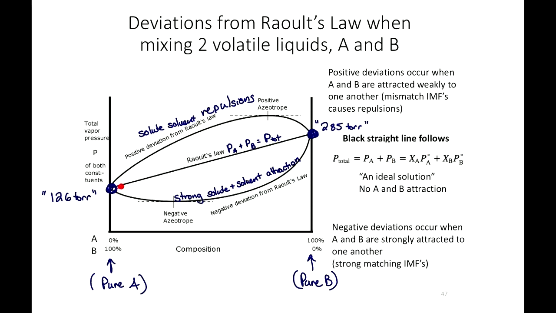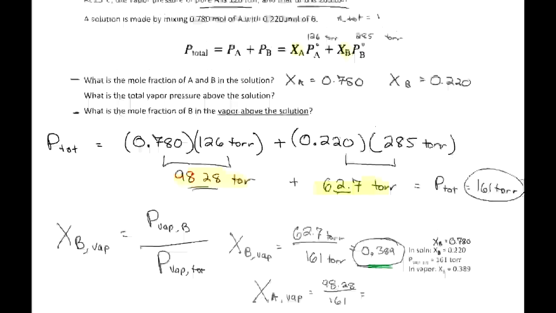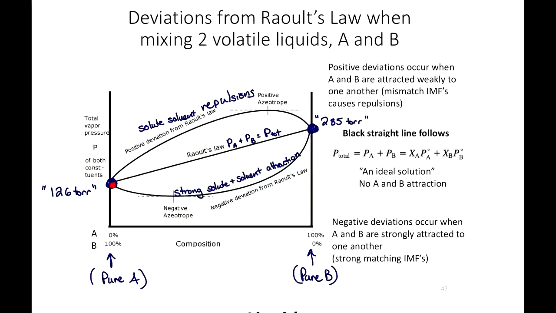So Raoult's law follows this straight line where we change the mole fraction ratio of your solute and your solvent. So you can think, okay, if we have pure solvent A, I put in numbers from our previous example, pure solvent A would exert 126 torr because that's pure A. If we had pure B, just liquid B, it would exert 285. But once we make that mixture, it follows this line.